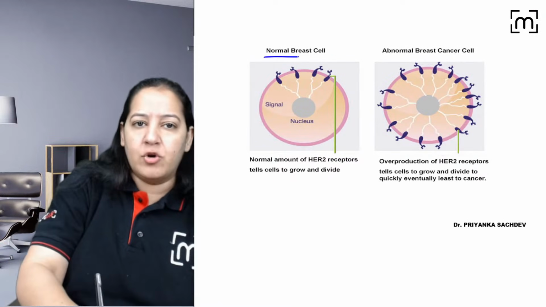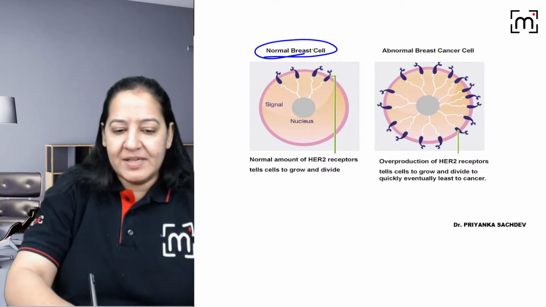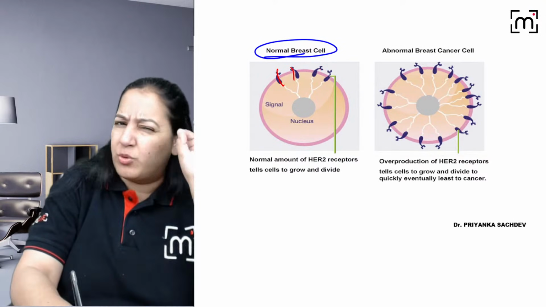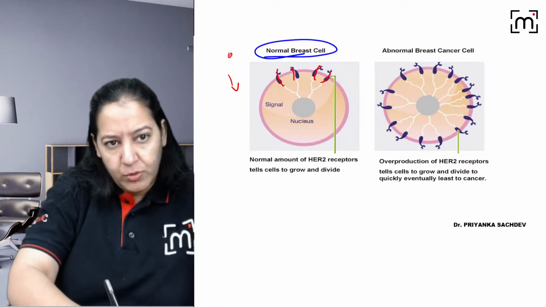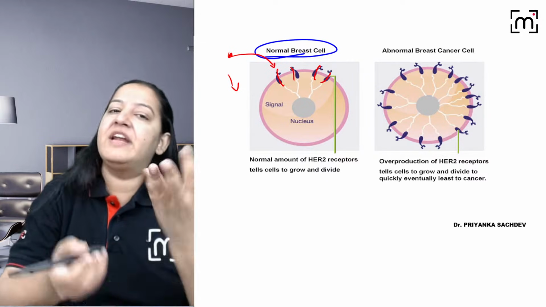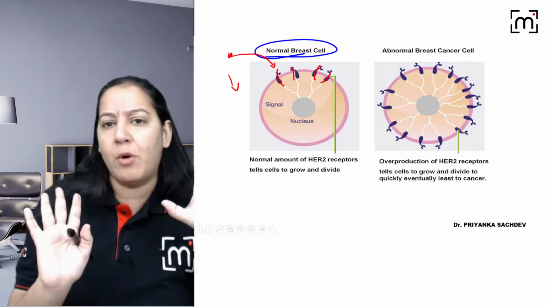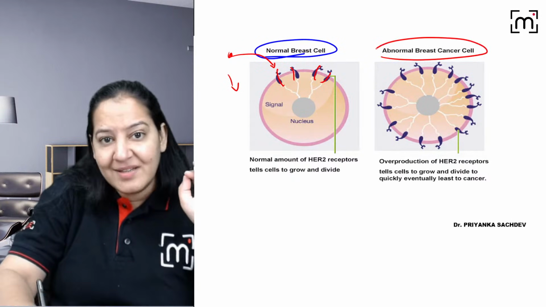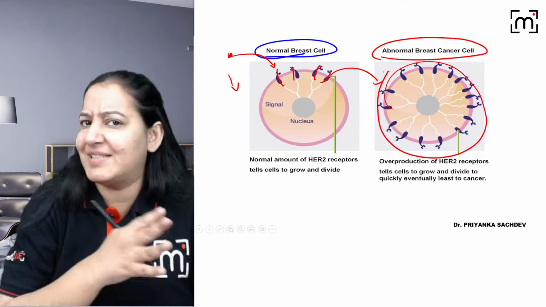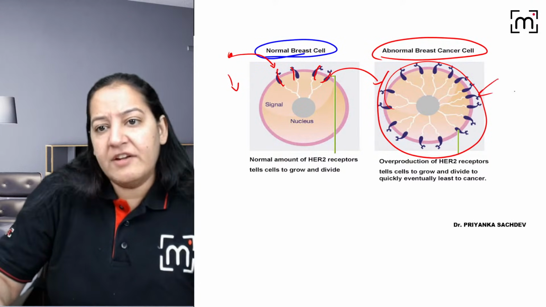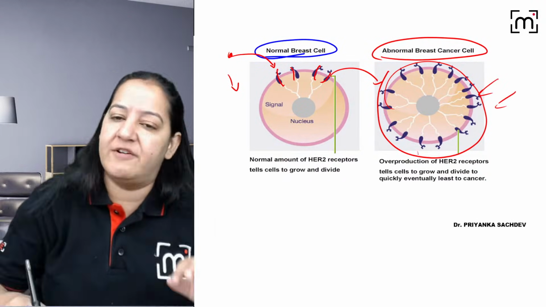Now see again, the normal breast cell. On the normal breast cell, HER2 receptors are present, but very few, a very small amount, like ER/PR, right? So when HER2 ligand comes and binds with the HER2 receptor, it divides, but only in a small amount. But when breast cancer is there, the HER2 receptor increases tremendously in the same way as ER/PR were increasing. Now it will go into uncontrolled cell division and it will cause cancer.